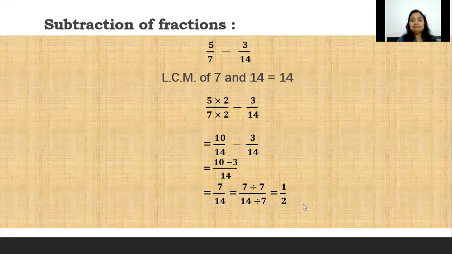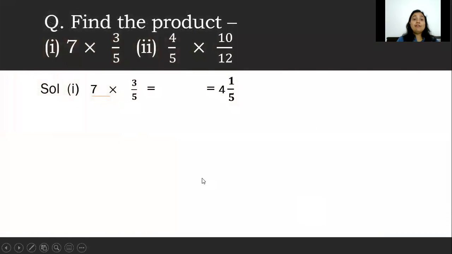Okay, I've got it. Now find the product. This is the interesting one, where still many students commit many kinds of mistakes. I'm discussing your mistakes as well, so listen to it. Okay, if we have to find this kind of product where there is one whole number and one is a fraction, generally what we do, we multiply the mistake.